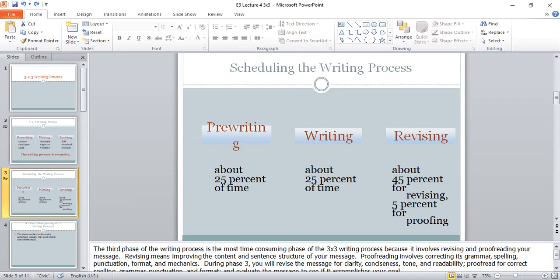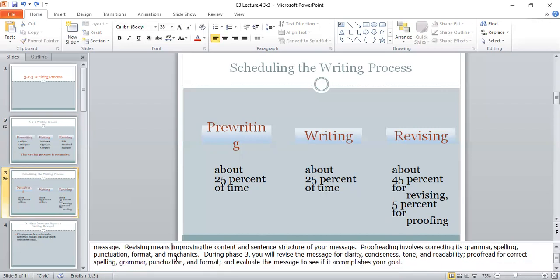During that phase 3, you revise your message for clarity. You'll check whether there's clarity or not, conciseness, tone, readability, and then it will be proofread for correct spelling. If there are any spelling mistakes, you may check that out. Then we have grammar, punctuation, and format, and then evaluating. We will be evaluating the message to see if the goal has been accomplished. All these step by step tasks should be taken in order to form a wonderful, appreciative kind of writing draft or report or memo or something like that.